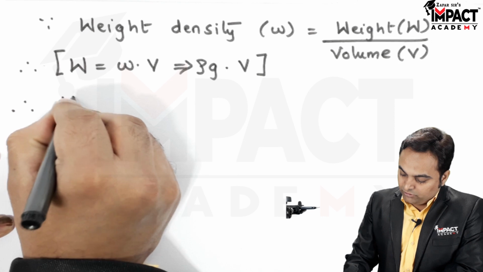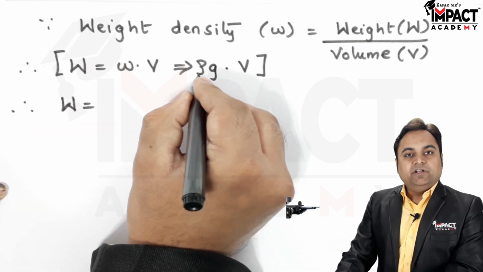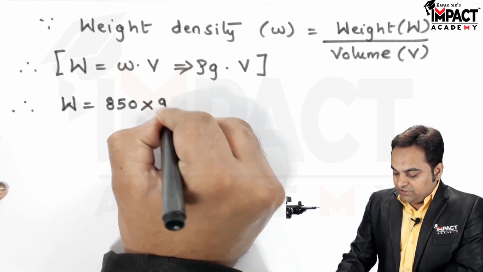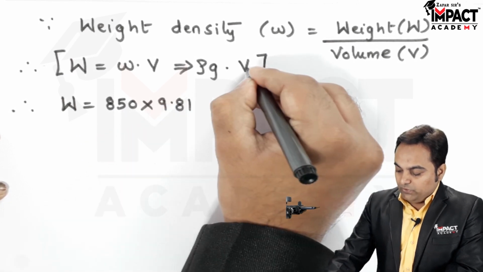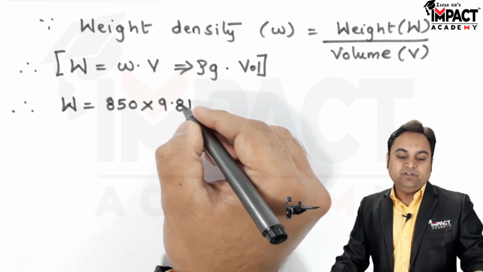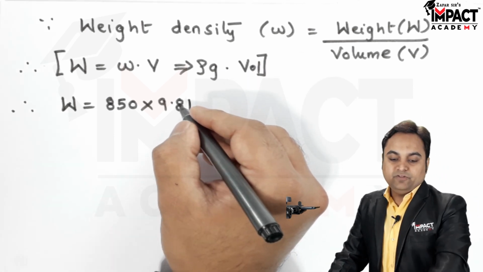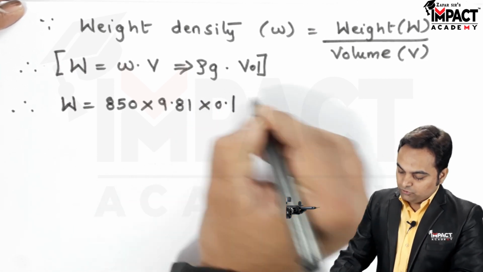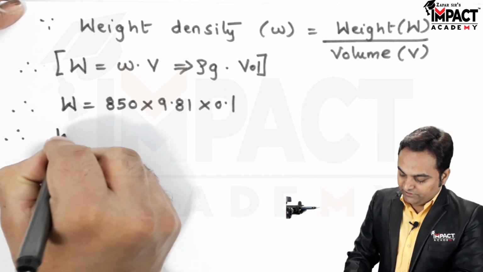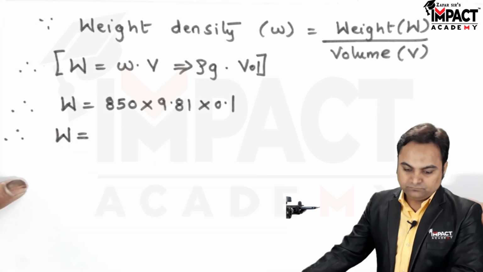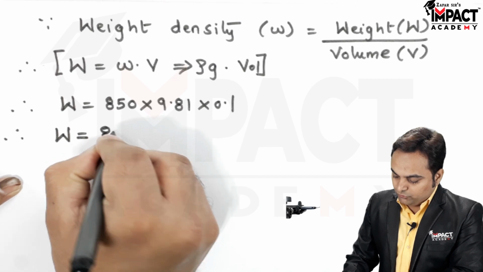So therefore the liquid here is oil having density of 850 kg per meter cube, g is 9.81, and V is indicating the volume of the bend, and the volume of the bend mentioned in the problem is 0.1 meter cube. So from this, when I calculate the weight of oil comes out to be 834 Newton.